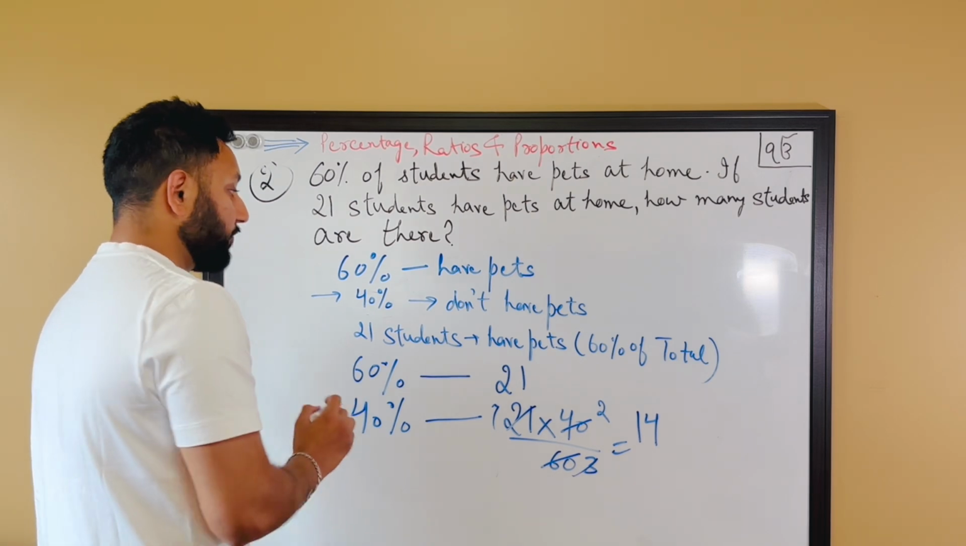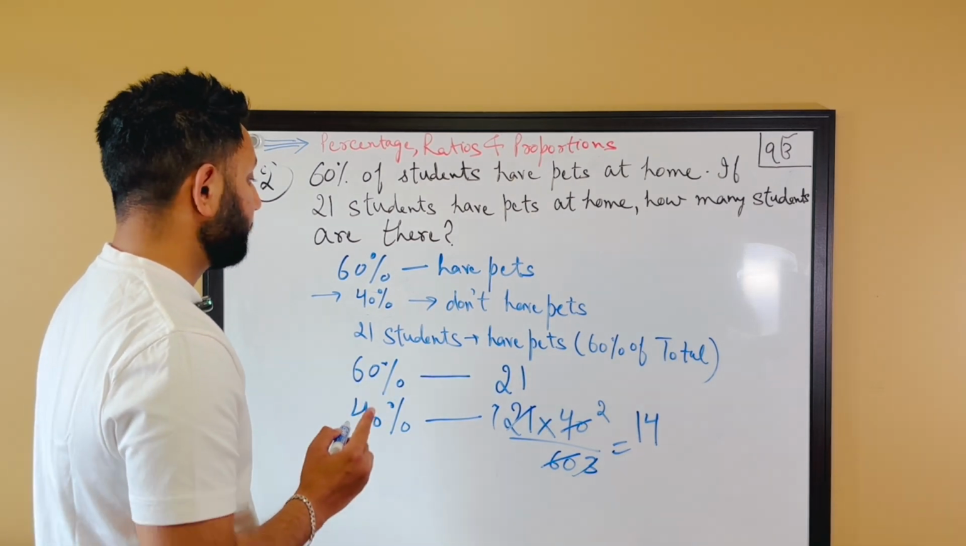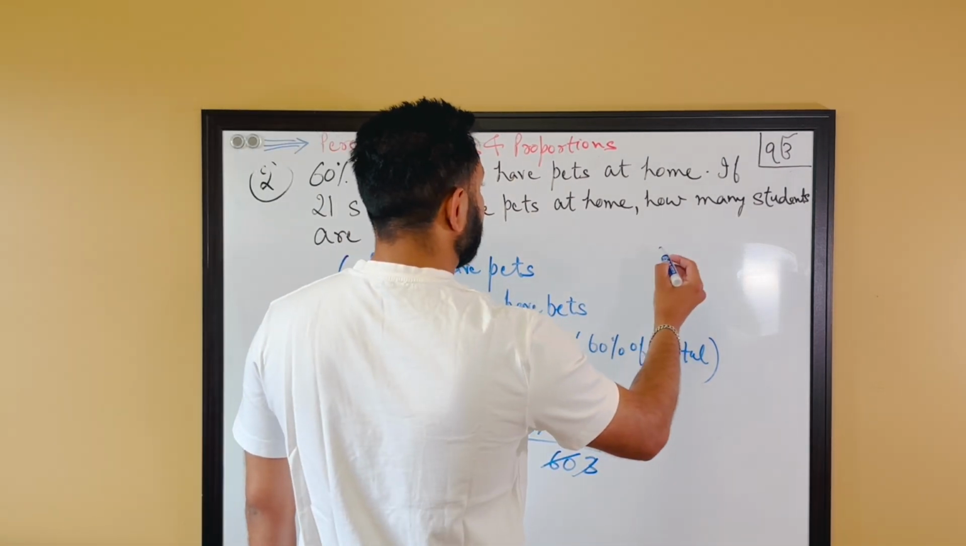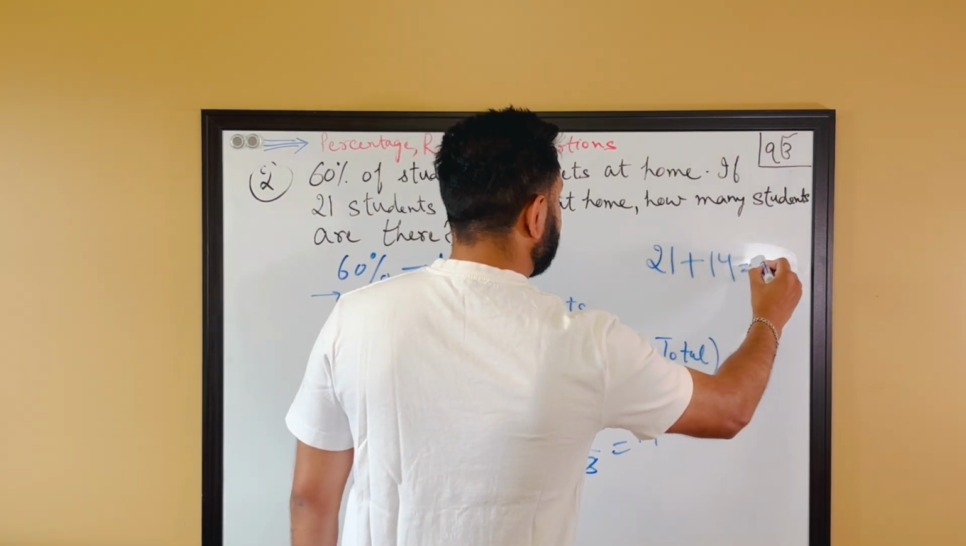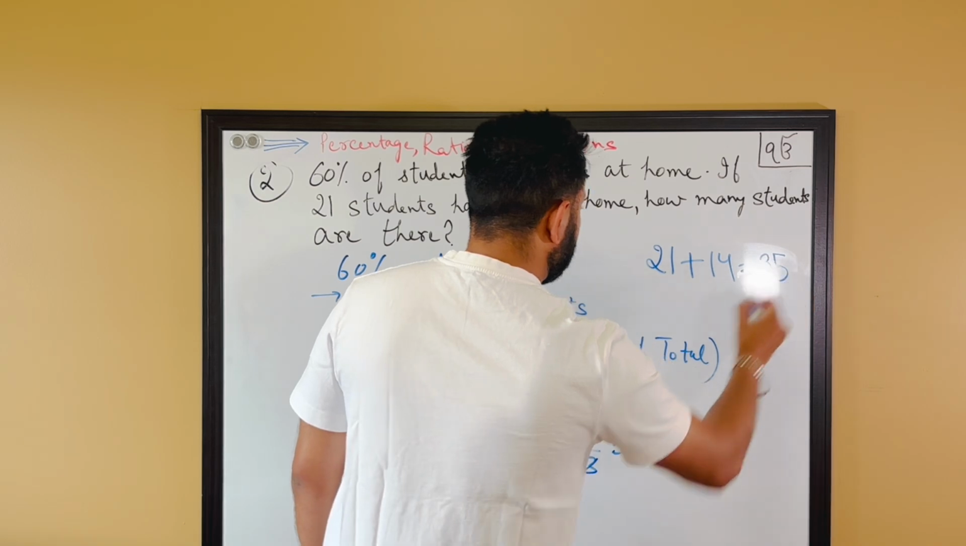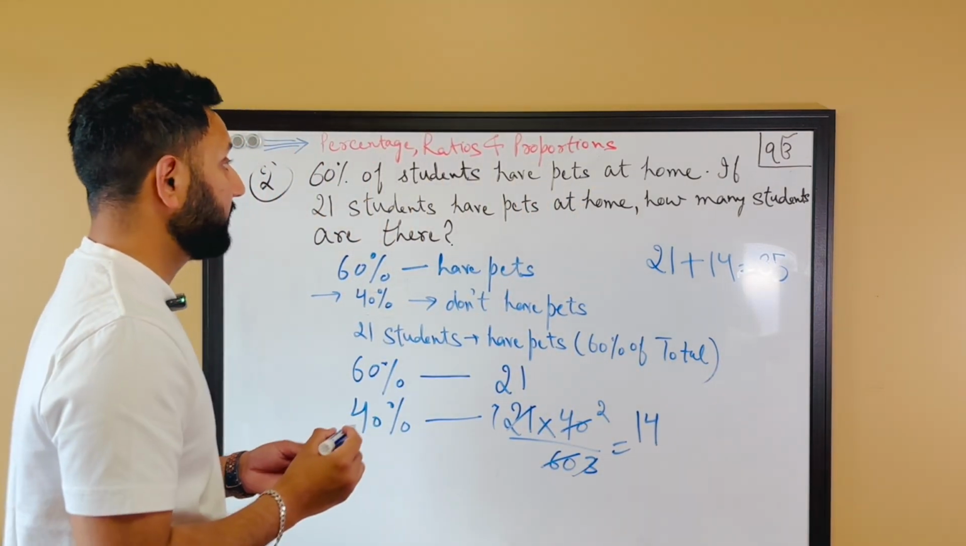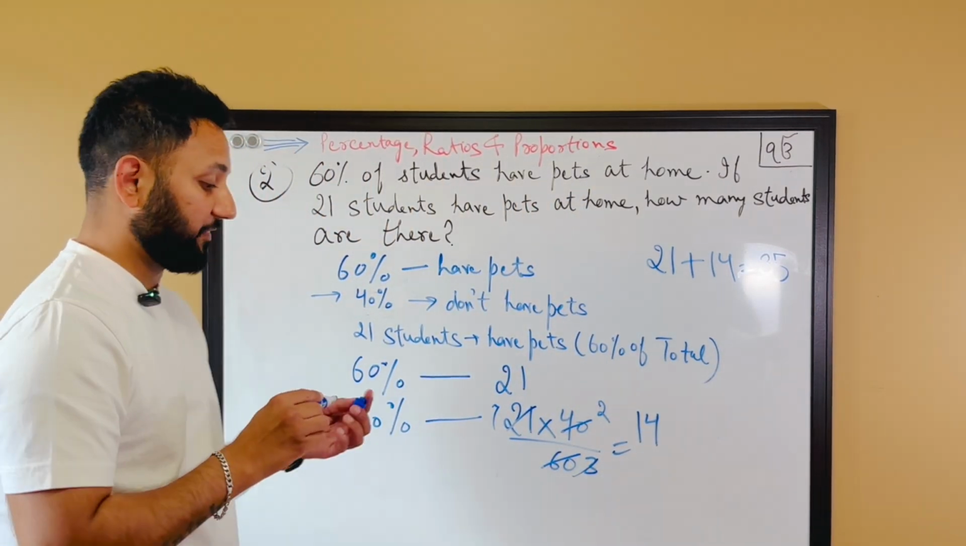And the 21 are those who have pets at home. So how are we gonna find out the total students in the class? 21 plus 14, which is 35. So that means there are 35 students in the class.